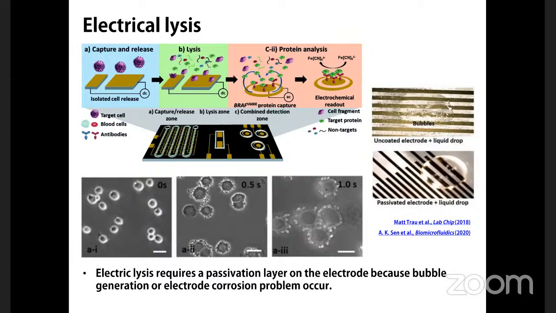Electrical lysis induces a strong electric field by fabricating a symmetric electrode on a chip and performs cell lysis. When exosomes or cells are placed in an electric field stronger than the transmembrane potential, the morphology changes and substances are released as shown in the picture below left. However, when a strong voltage is applied to the electrode, bubble formation and corrosion occurs in the absence of the passivation layer, which may affect the biosample.